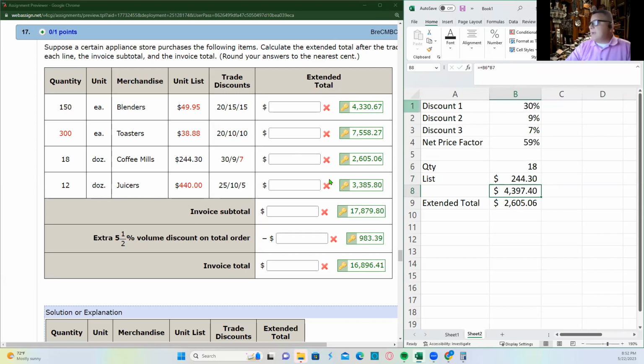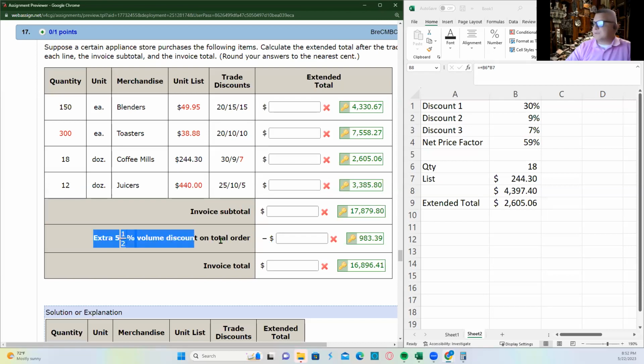Now, once you've figured all these up and you have them added up, which let's just go ahead and say their numbers right. Okay. Now, they give you an extra 5.5% discount. So that's 0.055 on your discount rate. You're going to take this extra discount, 0.055 times this number here. That's what you're going to discount in dollars. You're going to subtract it from your invoice subtotal to get your new price.